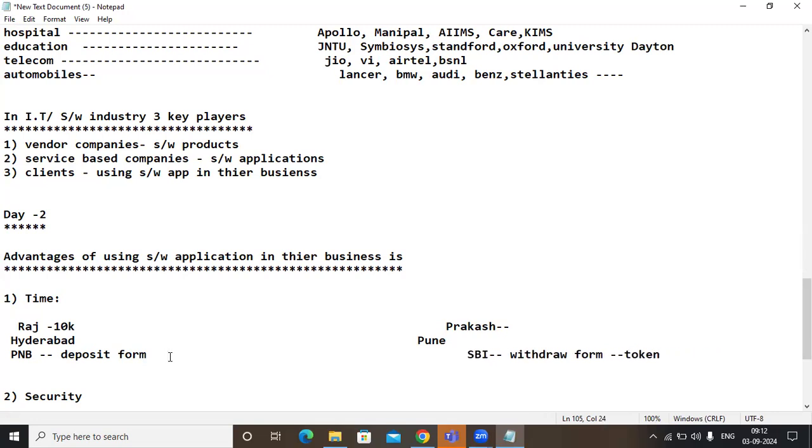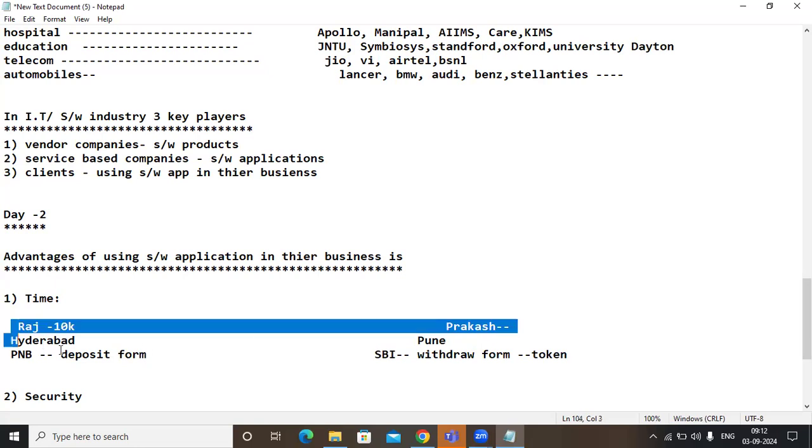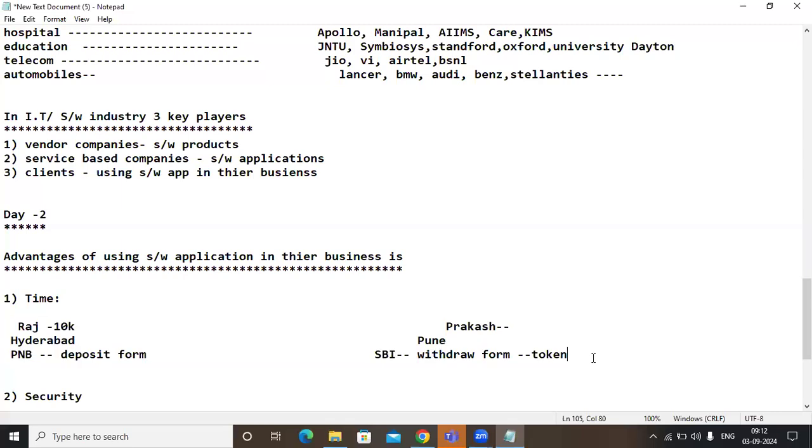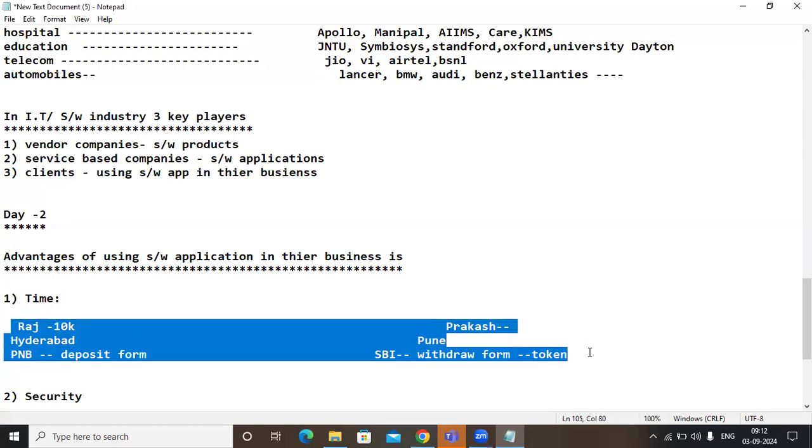This is what happened about 20 years back. But try to understand this example. In this example, how many banks do I need to visit? Two banks. First, State Bank of India, where I need to withdraw. Then I need to go to Punjab National Bank, where I need to deposit the amount. So the transaction takes about 1 to 1.5 hours, approximately.